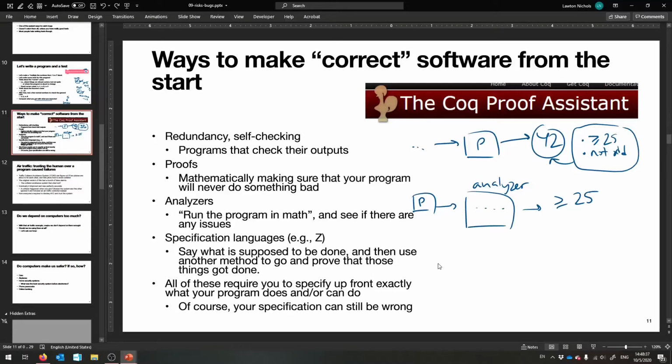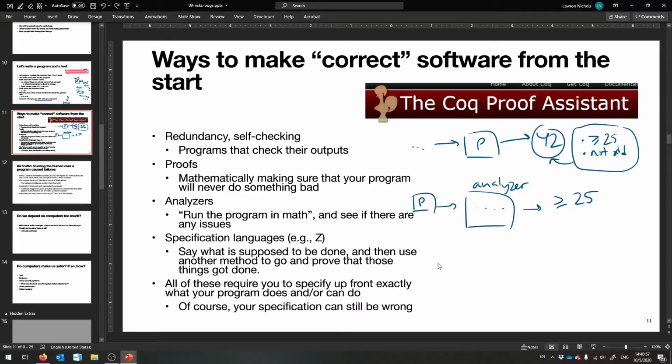The issue with most of these is that you can go wrong at the verification stage. You can go wrong at the specification stage. You need to specify exactly what your program needs to do. And that's really, really hard. Okay, it's harder than you think.